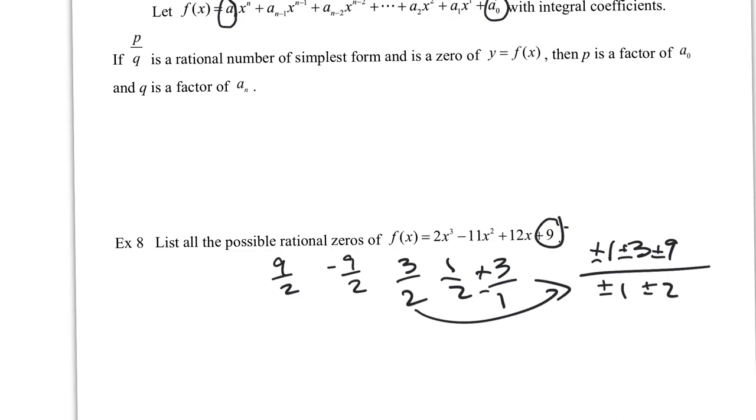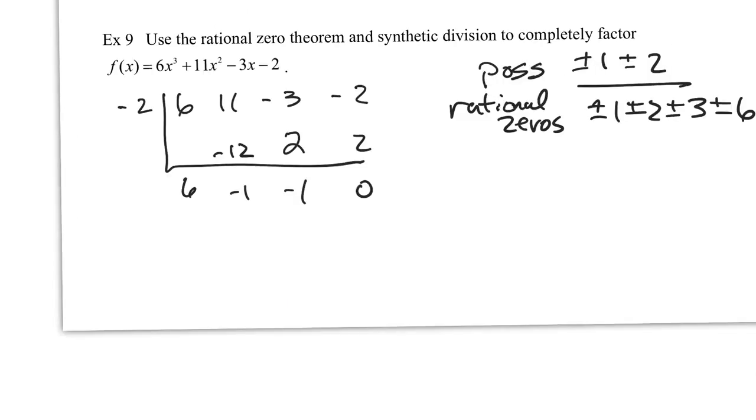Okay, so we're going to use the rational zero theorem and synthetic division to completely factor the next problem. So pause the video and see if you can come up with some possible rational zeros. Use your synthetic division to see which ones work. Give it a shot.